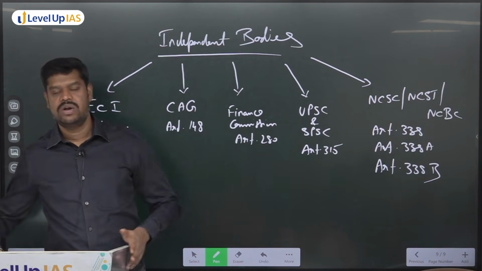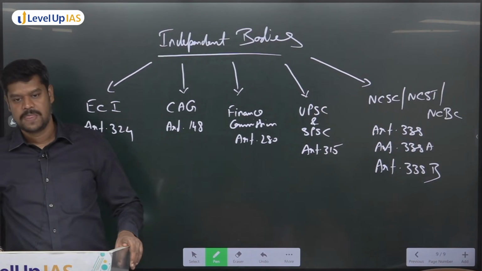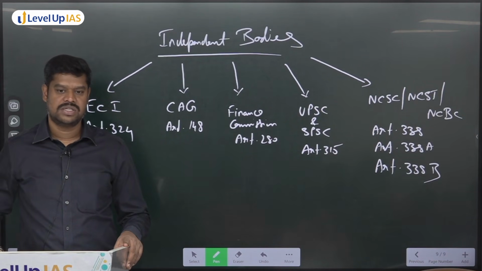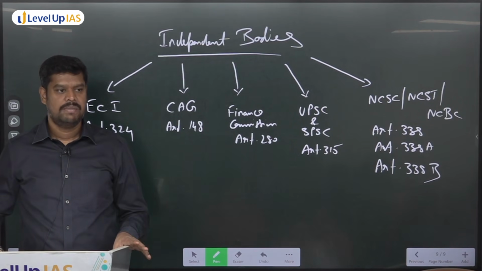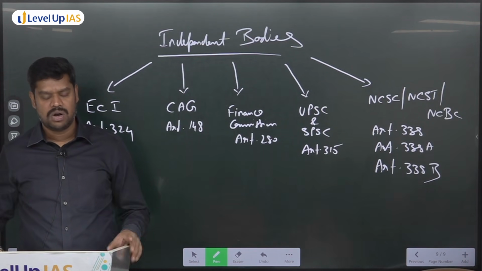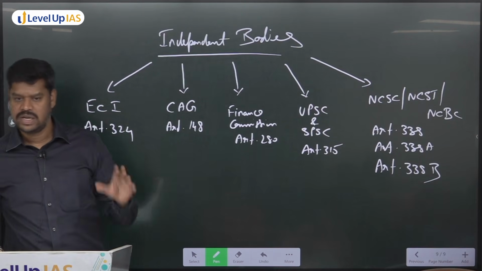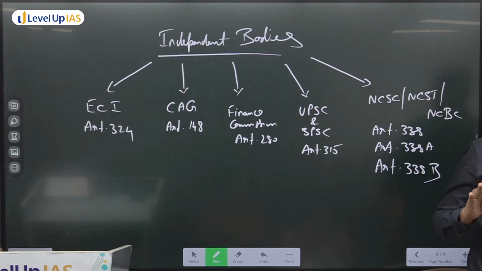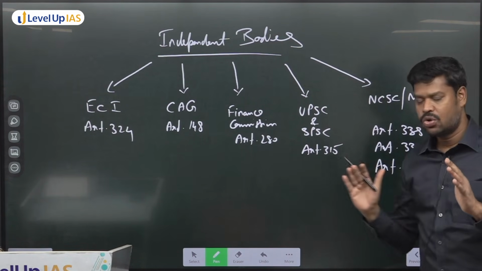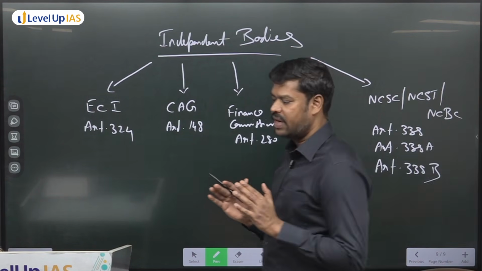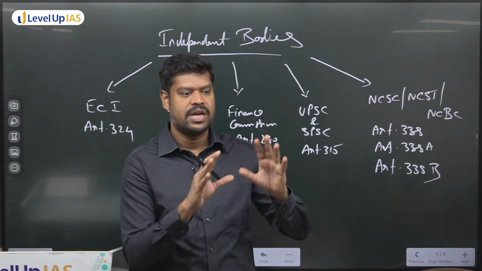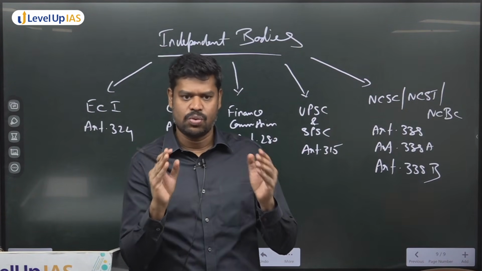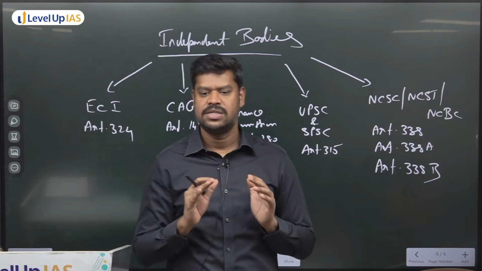And most importantly, they are all independent bodies. When I say independent bodies, what do I mean? They are independent of the organs of the state. That means they are not completely independent, but largely they function independently. Largely the Election Commission of India will carry out the elections independently. What does the Comptroller and Auditor General do? They audit the expenditure and the revenue of the government, which they do independently primarily. What is the role of the Finance Commission? The Finance Commission will give certain recommendations related to finances to the government, which they do independently. Whatever is their function under the constitution, they do that independently.